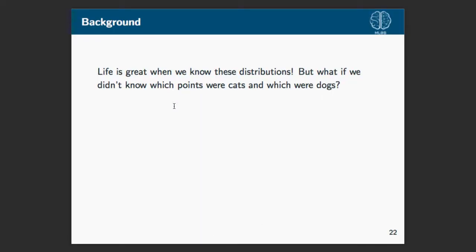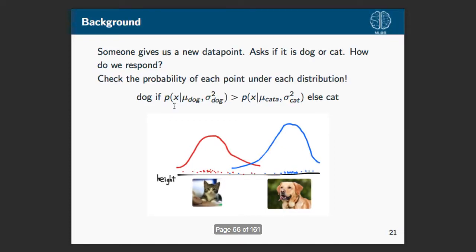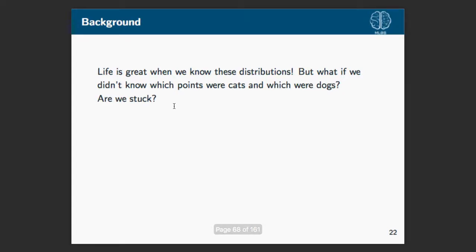So life is great when you know these distributions. But this is a lecture on unsupervised learning. So what do we do if we don't know which ones are cats and which ones are dogs? Seems like we're kind of stuck. Because what we used in the previous slide was these distributions. But now we can't find these distributions anymore because we don't know which ones are cats and which ones are dogs. So if we want to classify a new point, we don't know what to do.